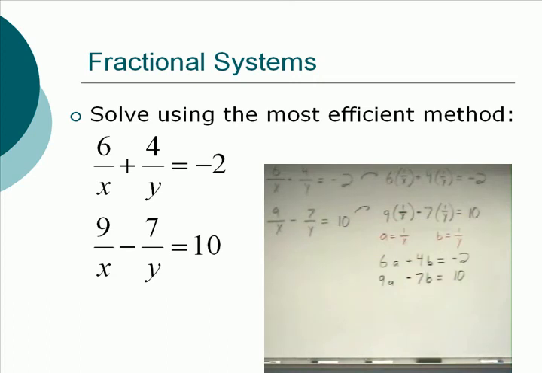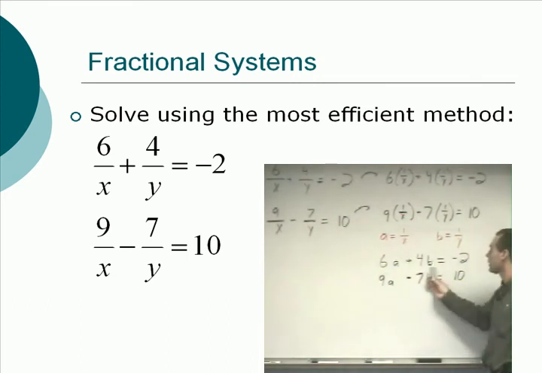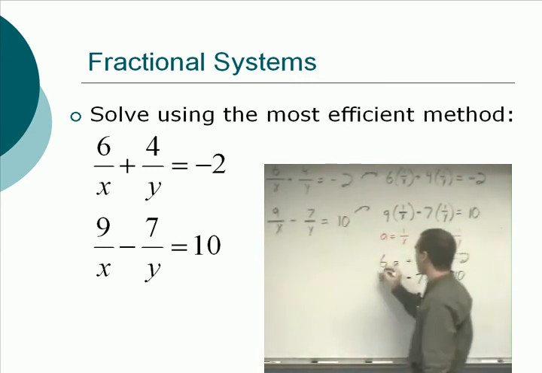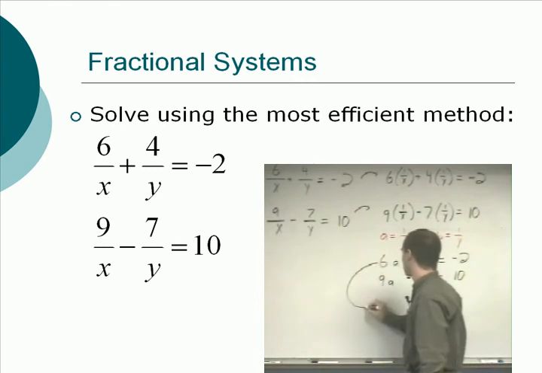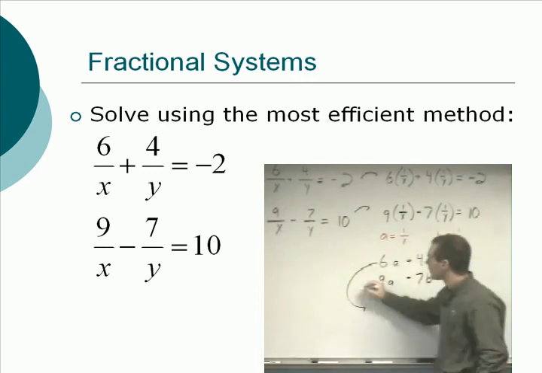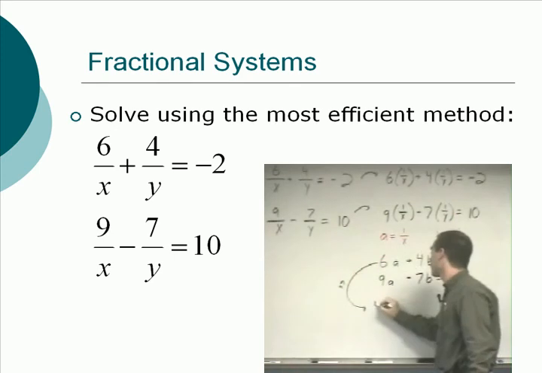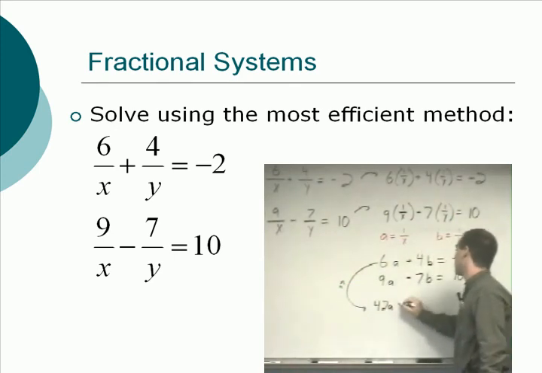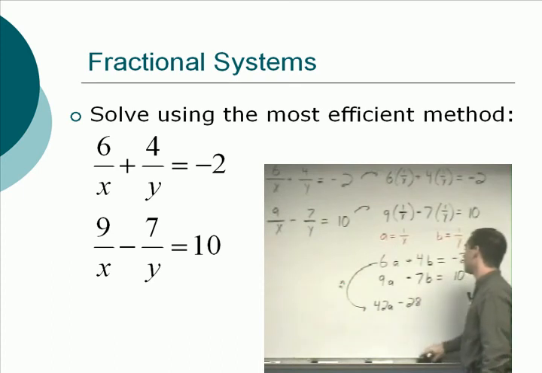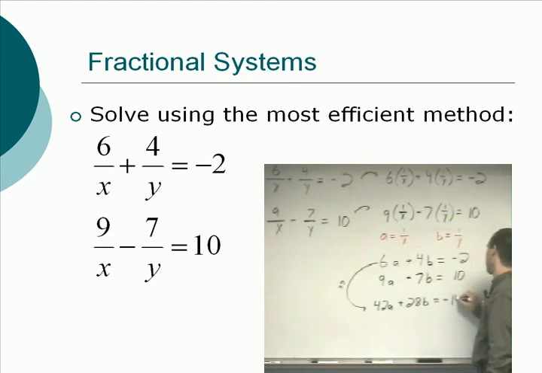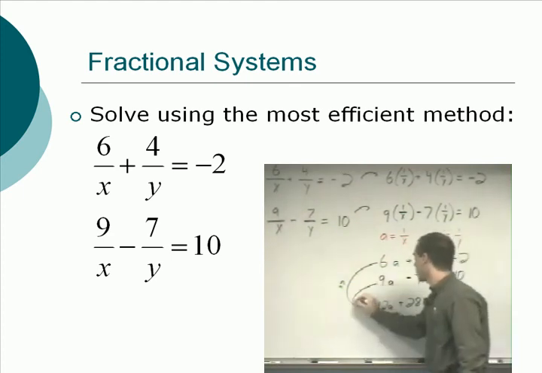Either one would be fine. Let's eliminate the b's just because they are opposite signed. The a's would be convenient because 18 is an easy coefficient, but since the signs are already opposite, let's eliminate the b's. Let's multiply the top equation by 7. We end up with 42a plus 28b equals negative 14.